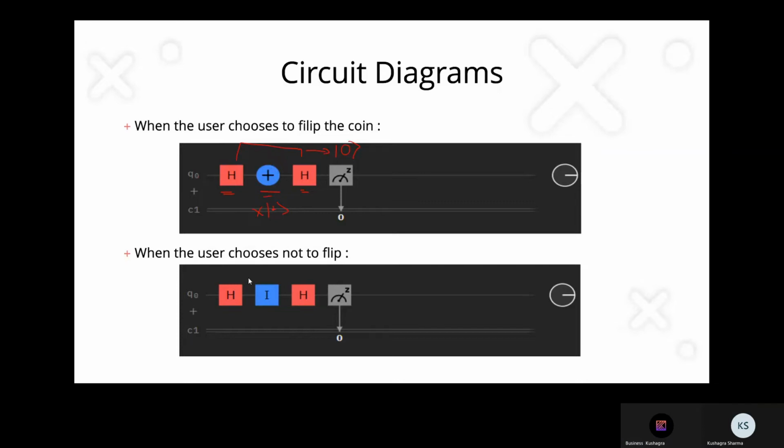On the other hand, when the user chooses not to make a move, or not to flip the coin, we apply an I gate, which is just a way to say that the user didn't make a move. The rest of the circuit remains the same. As you can see over here as well, the zero state of the coin is recovered.